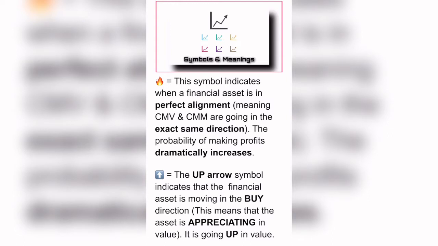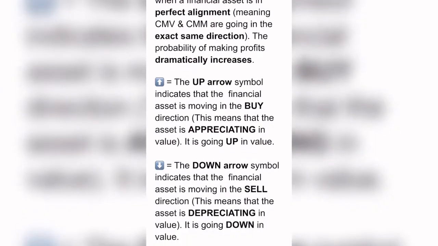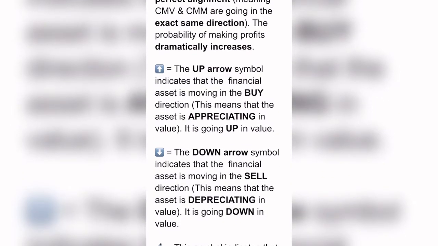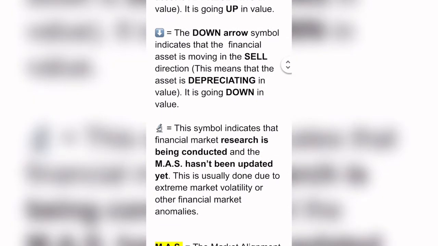One of the most important symbols on here is the fire symbol. Basically, this symbol means that everything is aligned. You're going to have a current market value along with current market movement. Whenever they're both aligned, that gives you the highest probability of achieving your profits. When you see the up arrow, it simply means that that particular asset is going in a buy direction. The down arrow means it's going in a sell direction.